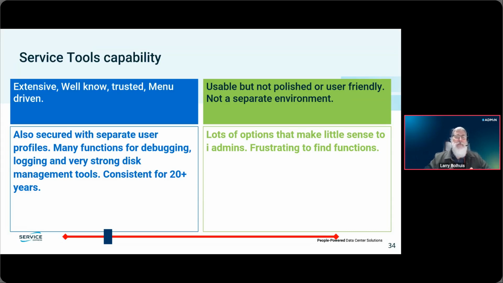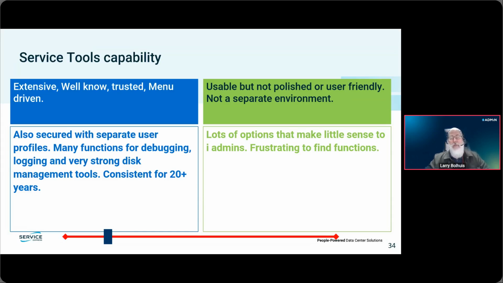So for service tools capability, if you know IBM service tools, it's extensive, it's well known, it's trusted, it's all menu driven. You can create separate profiles in there. You can very easily say that Jim gets to do that and Bob gets to do another thing and Mary doesn't get to do anything. But Susan is a guru and gets all the options, right? I mean, you can go down that list very simply. It's been consistent for 20 plus years. And IBM knows it as well, right?